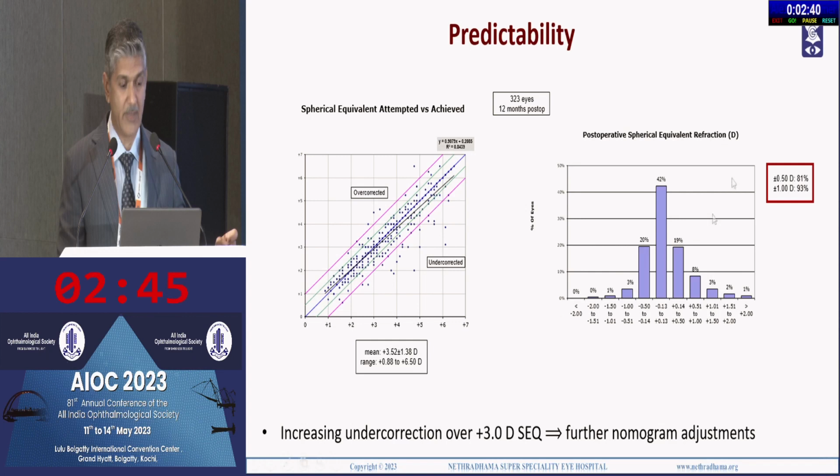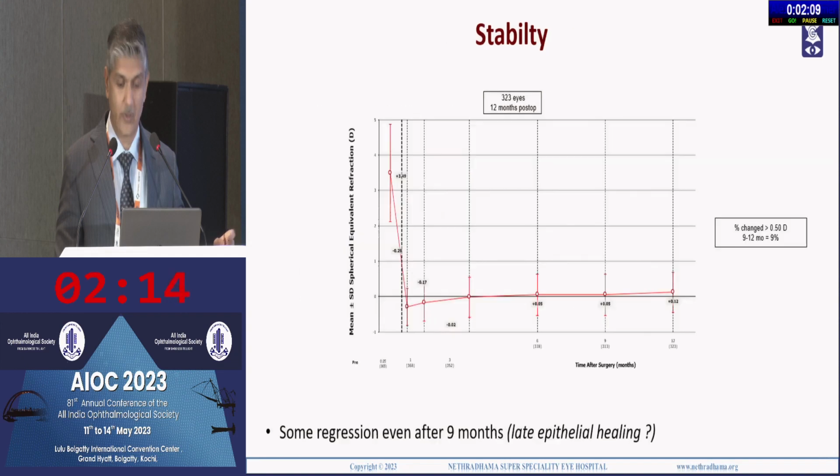This is the predictability, which is the spherical equivalent attempted versus achieved, and you can look at the scatter, and most of the eyes were within 1 diopter almost, but there were some outliers. And if you look at the post-op spherical equivalent refraction, 81% were within half a diopter, which is good for hyperopia, and 93% within one diopter. And we found that there was increasing undercorrection over plus 3 diopters of hyperopia. So we need further nomogram adjustments.